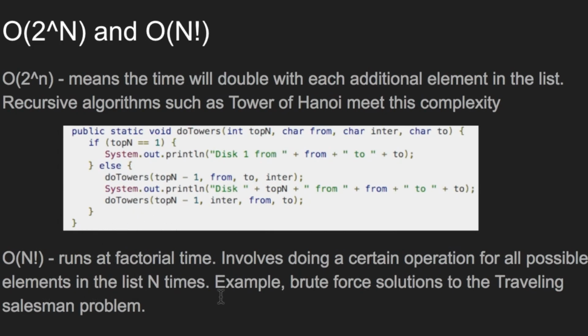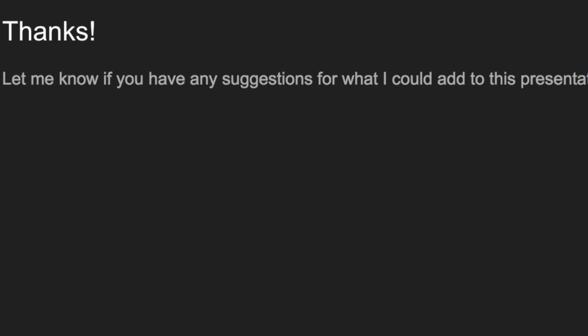And factorial even more so. It involves doing a certain operation for all possible elements in the list, and doing that each time that we look at each element. So that is even more time consuming. An example used to describe that is usually brute force solutions to the traveling salesman problem. If you're not familiar with that, just do a quick search, but that's a very complex algorithm to solve that.